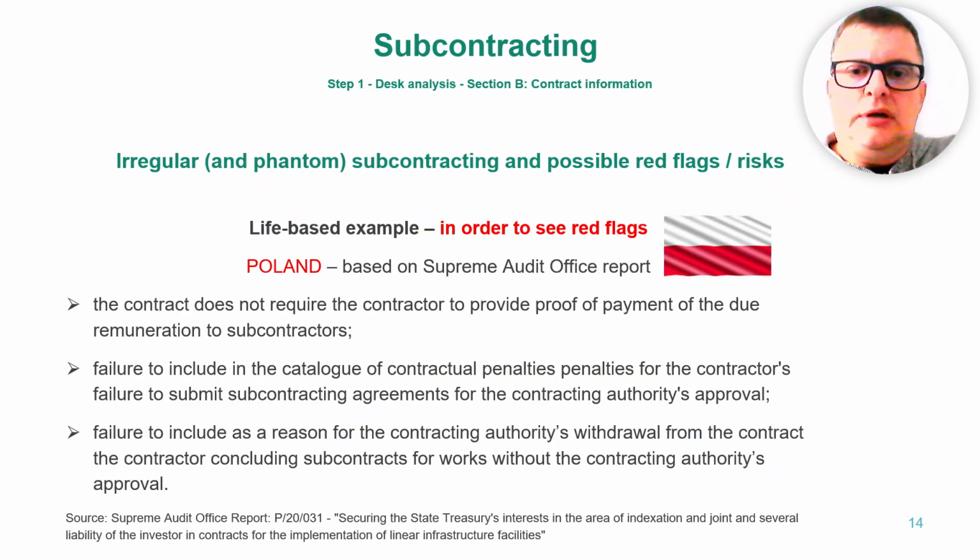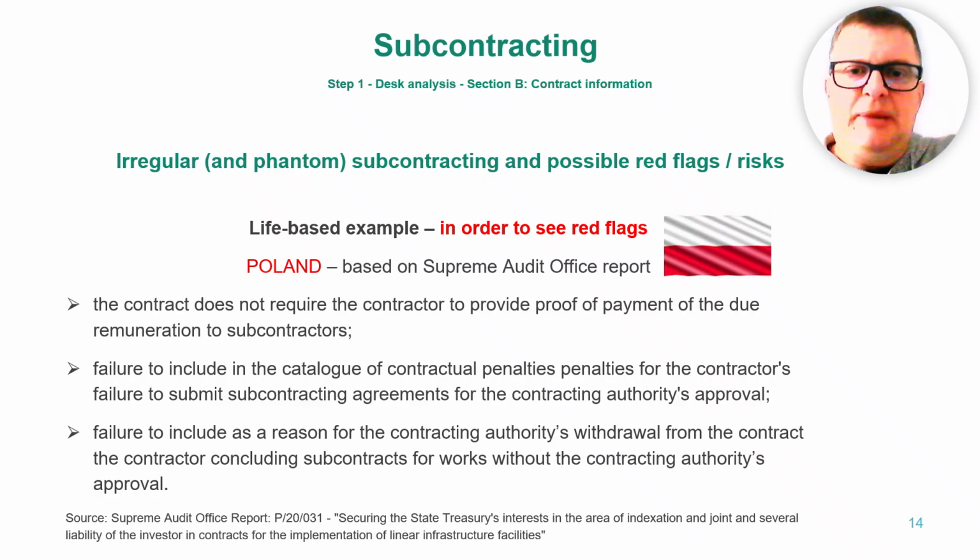Now, let's take a look at an example from Polish practice. The Supreme Audit Office in Poland has pointed out some serious red flags in subcontracting practices. These issues boil down to weak contract safeguards that leave subcontractors exposed and reduce accountability for main contractors. Key red flags in subcontracting, according to the Polish Supreme Audit Office findings.